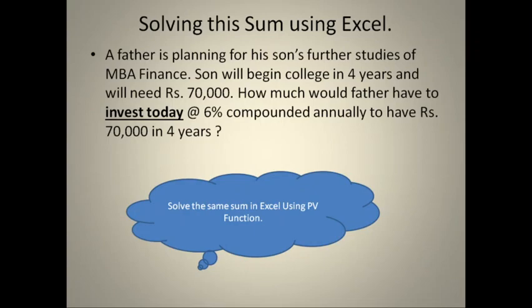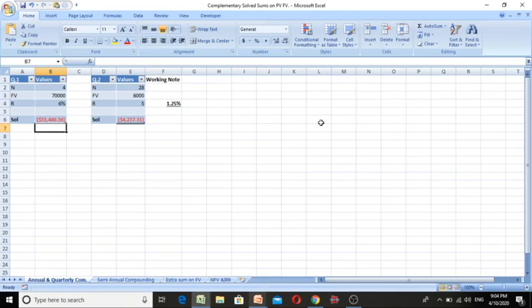So let's go to the Excel now. I have recorded the values of n, which is the number of years, future value which is 70,000, and rate of interest which is nothing but 6%. But remember, the 6% is compounded annually. Fine. Now I will show you how to use the PV function over here. So I will do it once again.